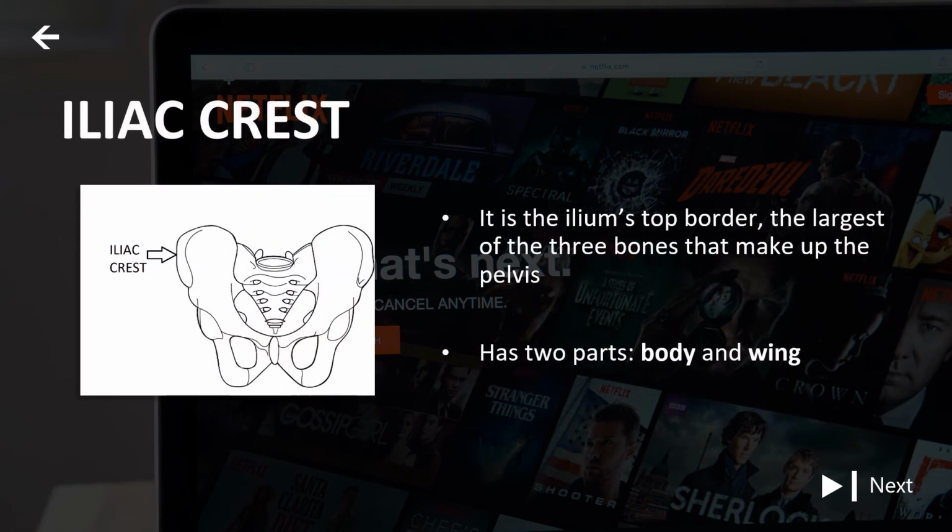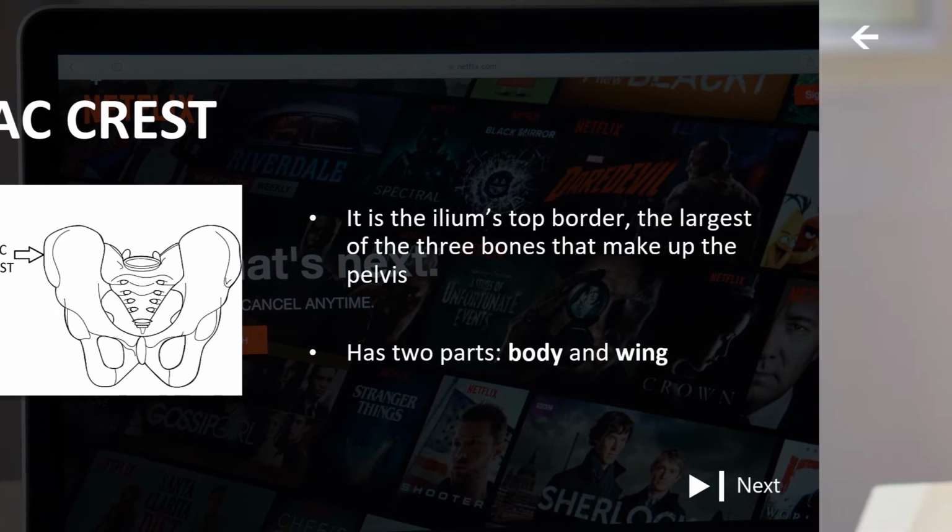The iliac crest can be felt along its entire length and ends in front at the anterior superior iliac spine and behind at the posterior superior iliac spine. Its highest point lies opposite the body of the fourth lumbar vertebra.